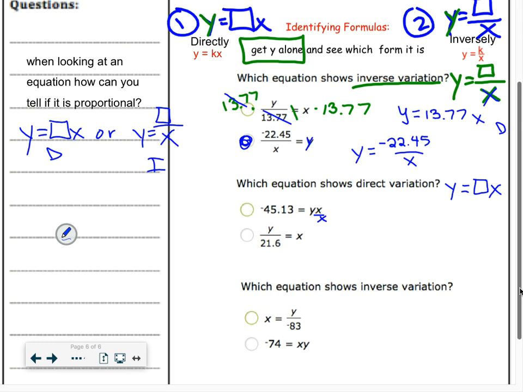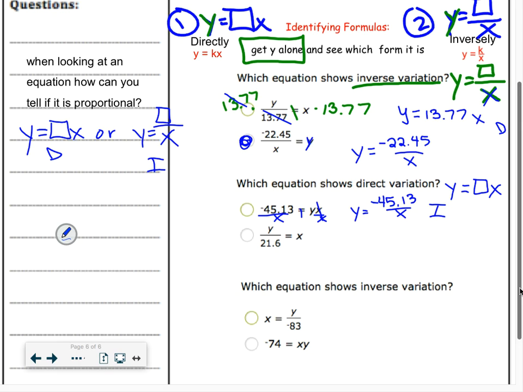And then I have to maintain that balance, because that's what algebra is. So I'm going to do it to both sides of the equal sign. That cancels out the x. And I get y equals negative 45.13 over x. That's inverse. That's not direct, because the x is on the bottom, right? Which obviously means the last one is direct, but let's just work through the algebra here.